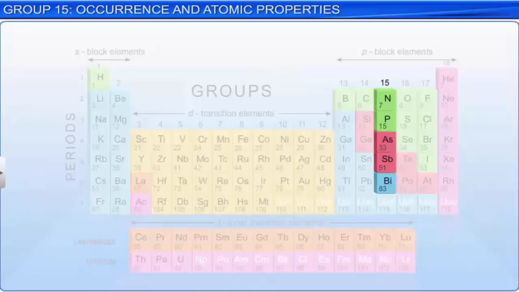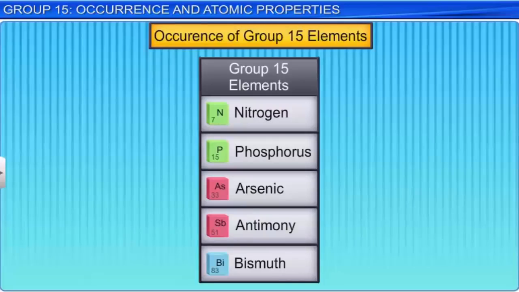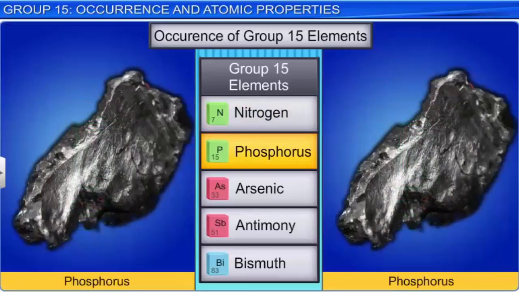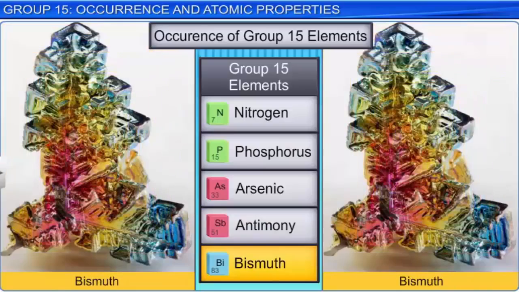Now let us turn to the study of group 15 elements. Let's first discuss the occurrence of these elements. The elements in group 15 are nitrogen, phosphorus, arsenic, antimony, and bismuth.